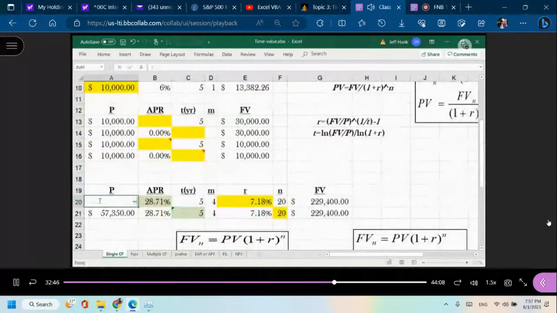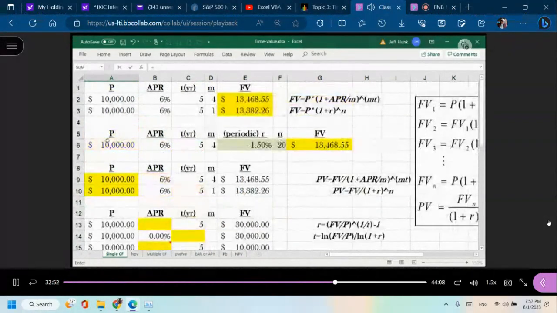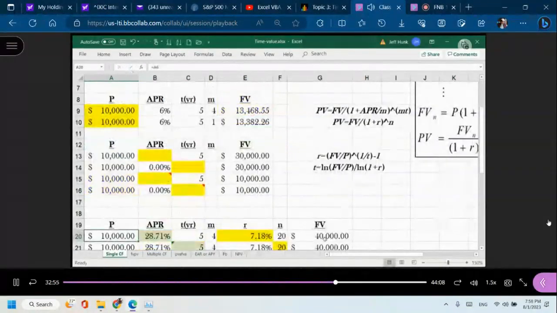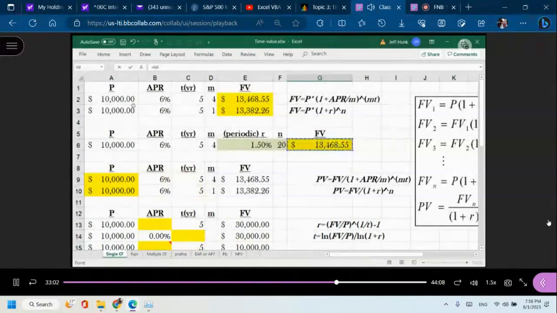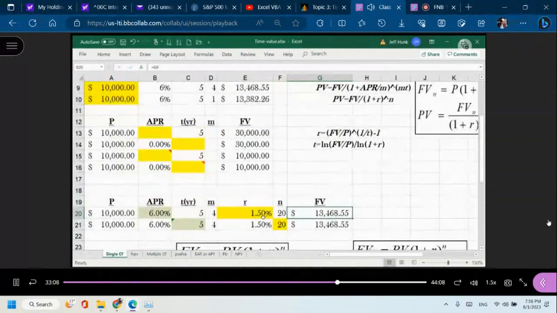So let me quickly change this to make that equal to that one, and make this also equal to that, right? Okay, so I got 1.5 for quarterly rate, 6% APR, 20 quarters, 5 years. Of course, that was also, see, our formula really checks out.